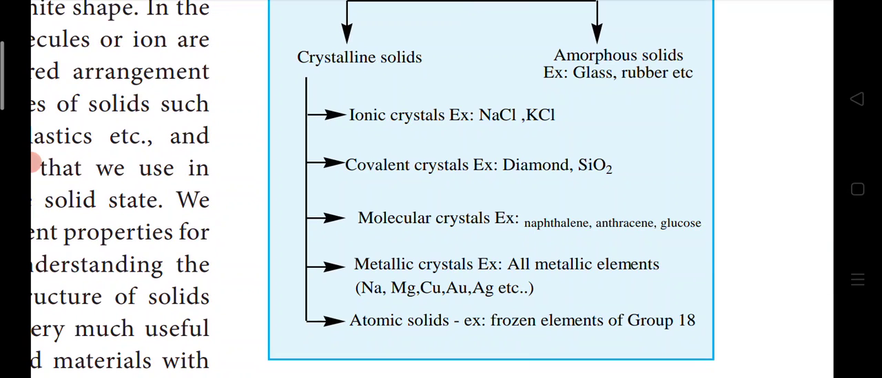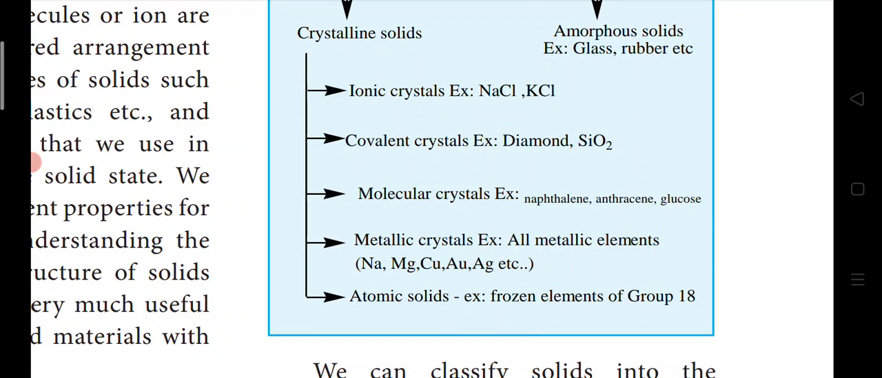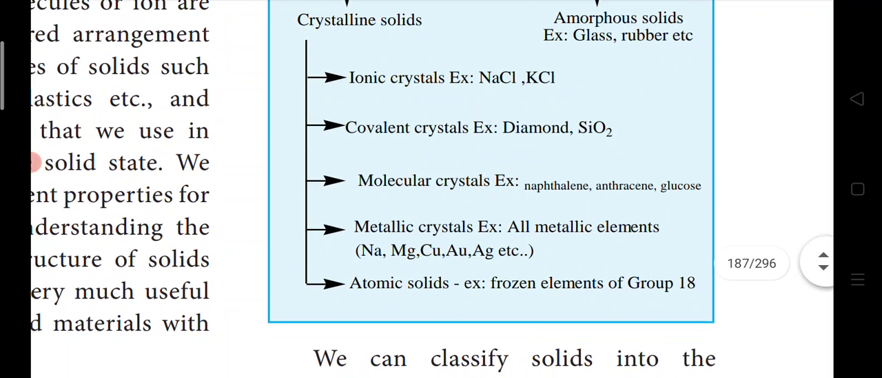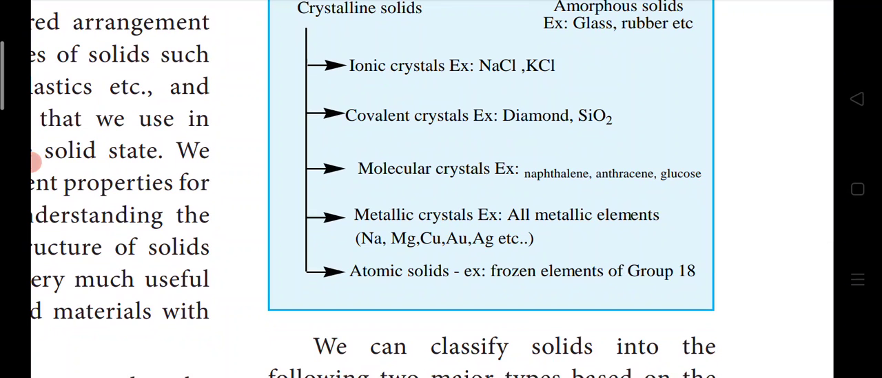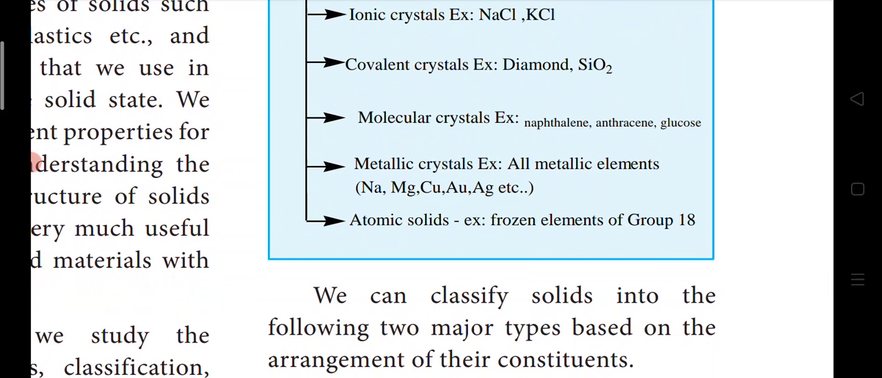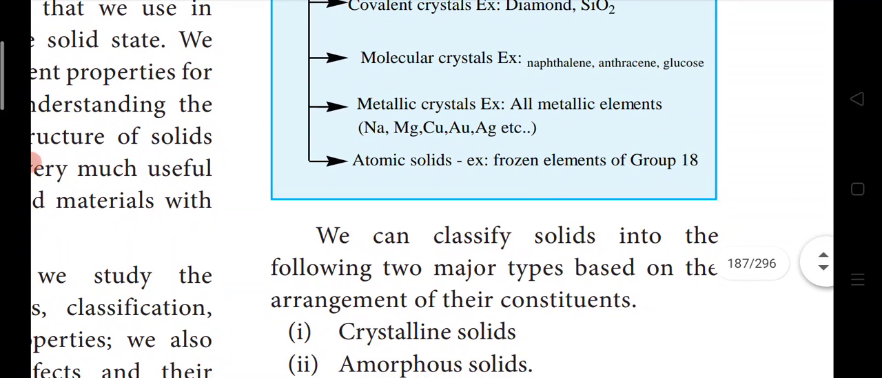The crystalline solids are further classified into ionic crystals, for example Na+ and Cl-. They produce anions and cations, that is why they are called ionic crystals. Covalent crystals have covalent bonds between them. Molecular crystals are like naphthalene, anthracene and glucose. Metallic crystals are all metallic elements like sodium, magnesium, copper, gold, etc. Atomic solids are frozen elements of group 18, which is something special, that is helium, neon, etc. They are all atomic solids.